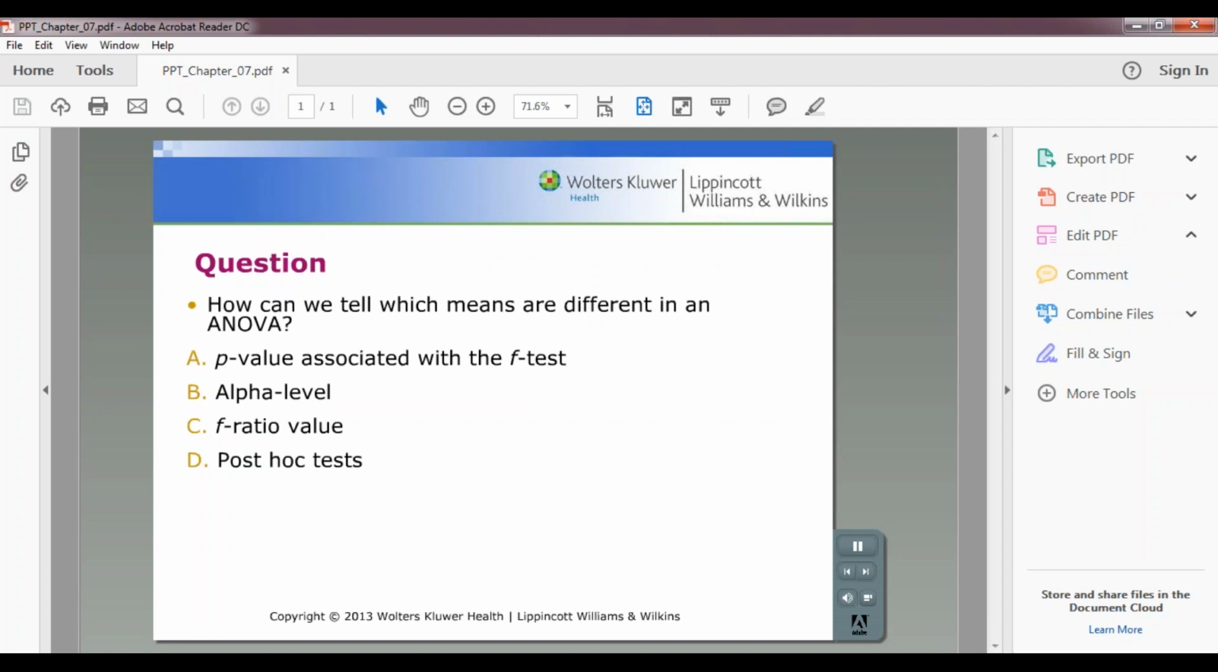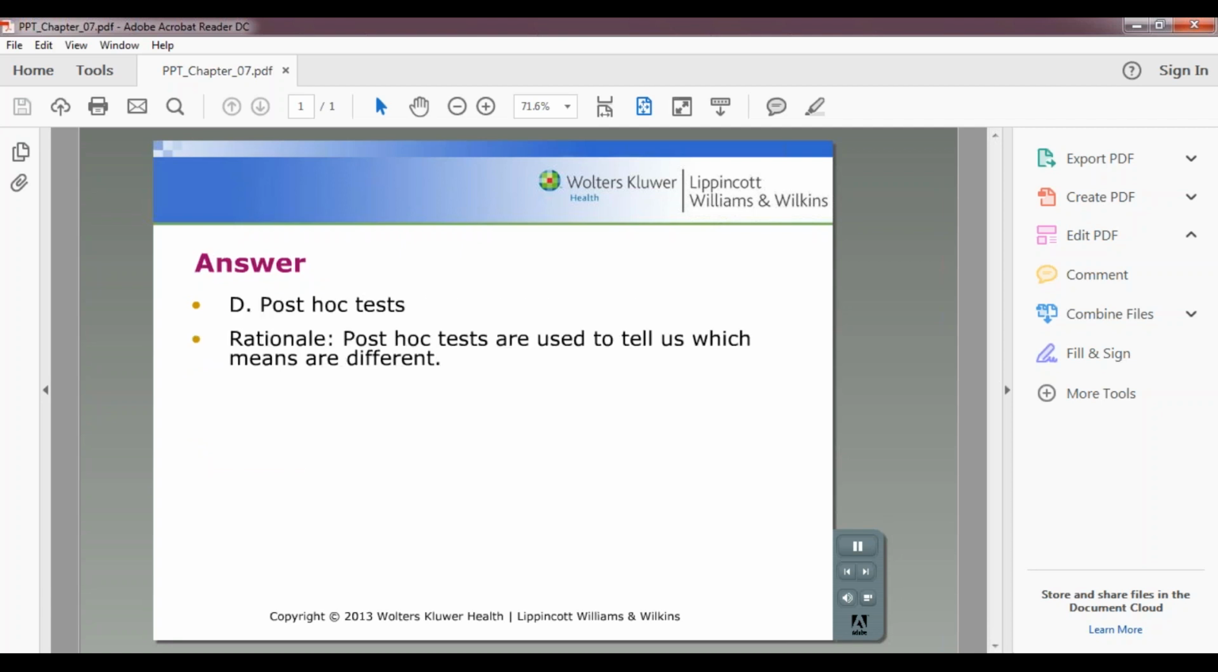So how can we tell which means are different in ANOVA? We look at the alpha, F ratio, post hoc, or p-value associated with the F-test. And of course, we can tell the mean differences between each with the post hoc, because again, the general analysis of variance equation will only look at whether the results overall between the groups happened by chance or not. It won't tell us the combination of which groups, and the post hoc actually tells us that.